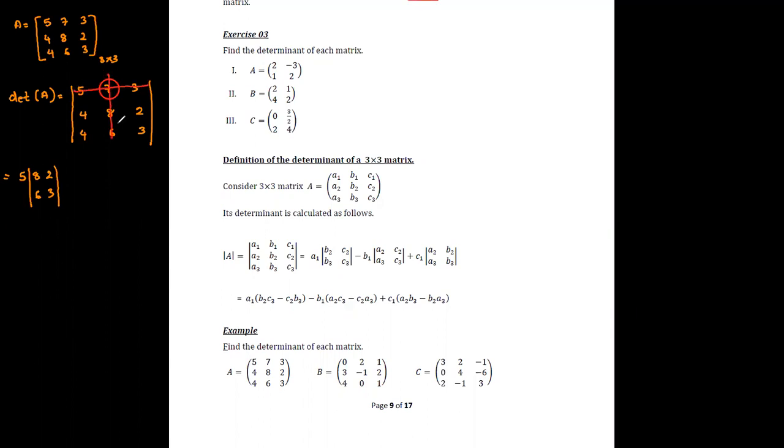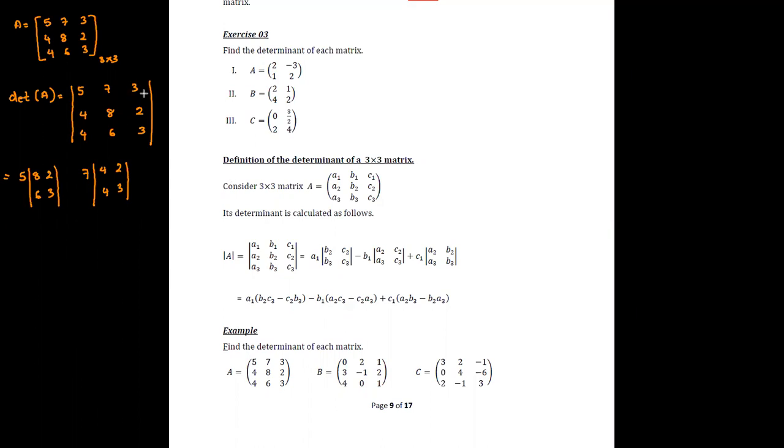We are cutting the row and column associated with the selected value. And you have to write down the selected value here. The value is 7. Then the remaining elements are 4, 2, 4 and 3. Then we have to move to the next set of elements, the next value.